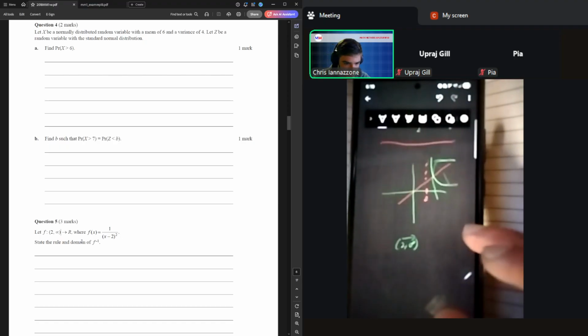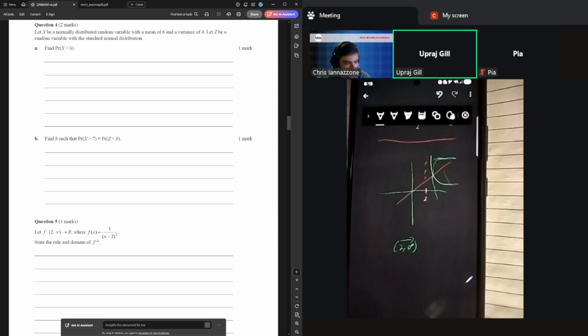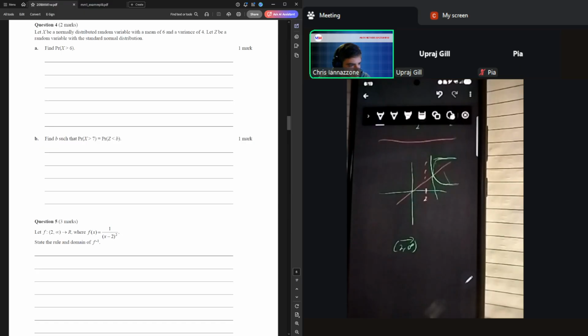Cool. Did you have a set of values for it? As in the domain. Yeah, domain and rule, I guess, are the two things. I thought the domain would be 0 to infinity. That's correct, yeah, 0 to infinity. And that would have meant that you probably got the inverse right as well. What did you get for inverse? 2 plus 1 on root x. Yeah, that's good.